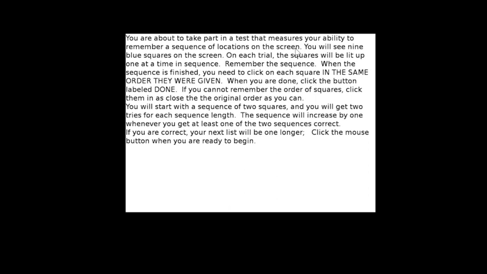If you cannot remember the order of squares, click them in as close the original order as you can. You will start with a sequence of 2 squares, and you will get 2 tries for each sequence length. The sequence will increase by 1 whenever you get at least one of the 2 sequences correct. If you are correct, your next list will be one longer. Click the mouse button when you are ready to begin.